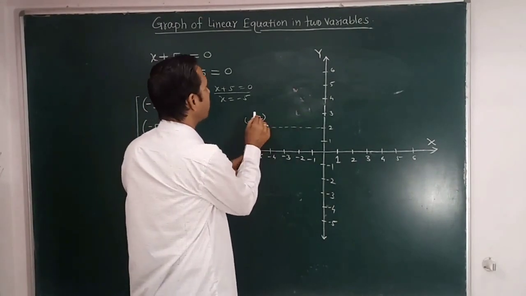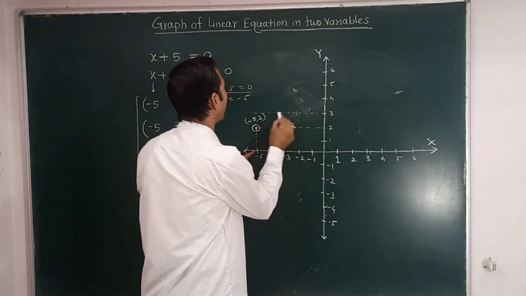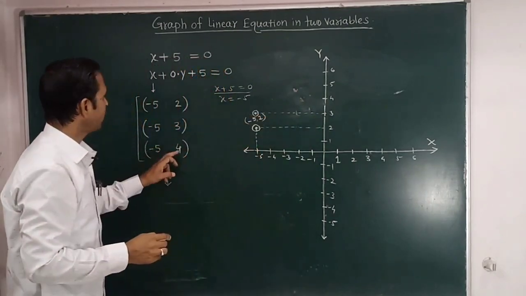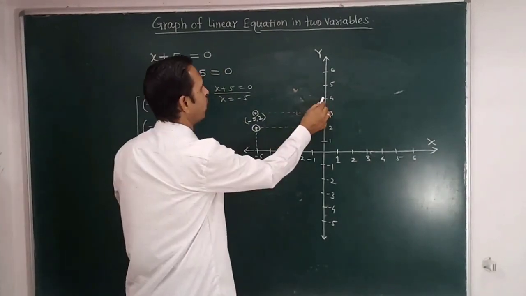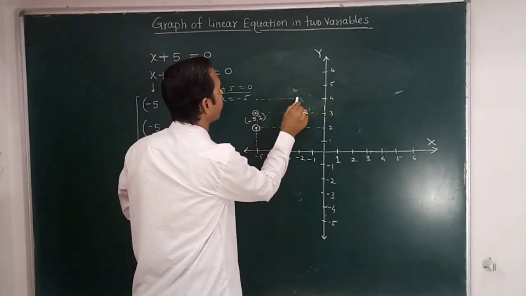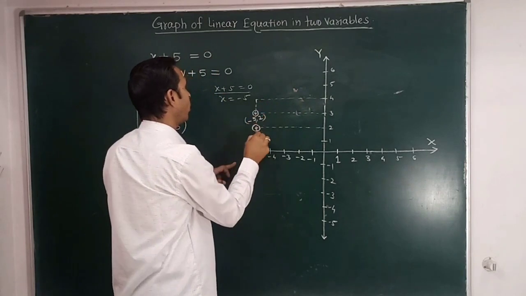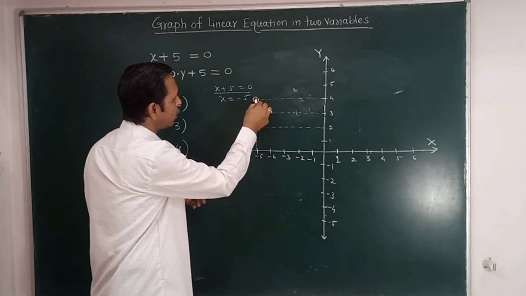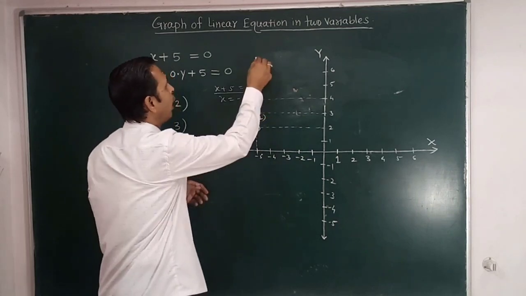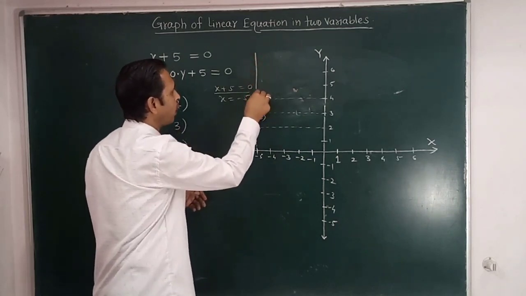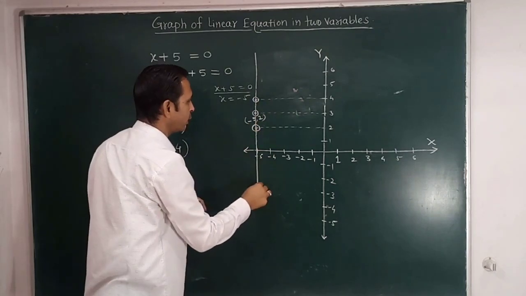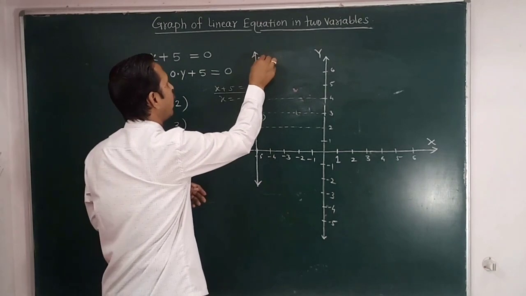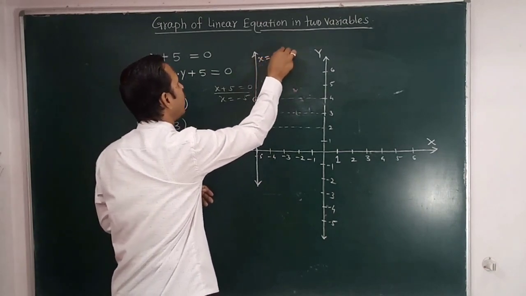-5, 3 means this is a point. -5, 3. This is a point. Then -5, 4. Now if you see that all these 3 points are collinear, and draw the line passing through the 3 points, now if you observe that this is the line, that is x is equal to -5.